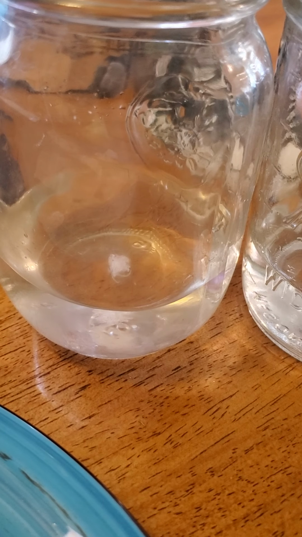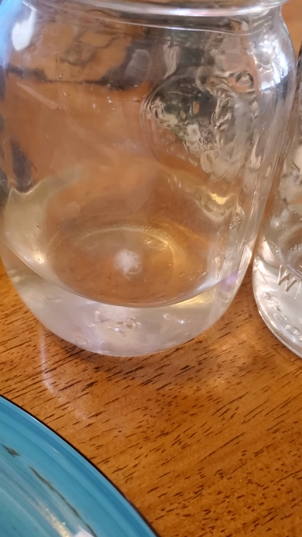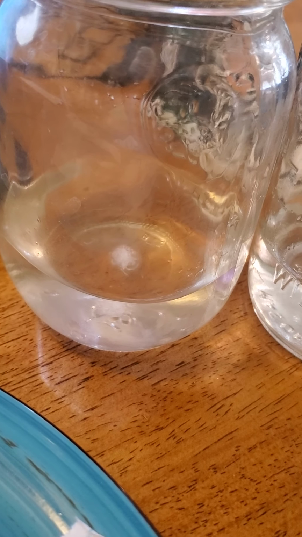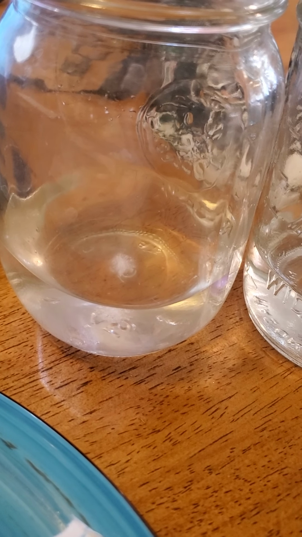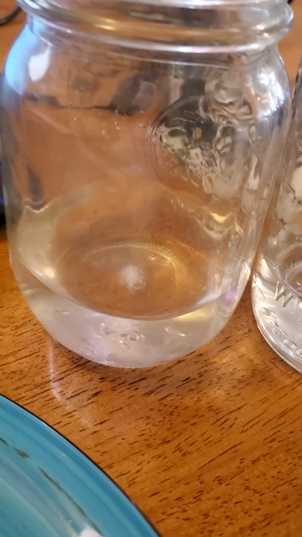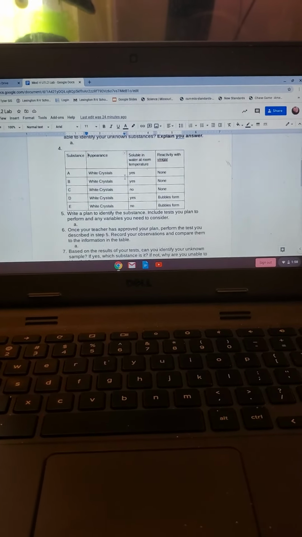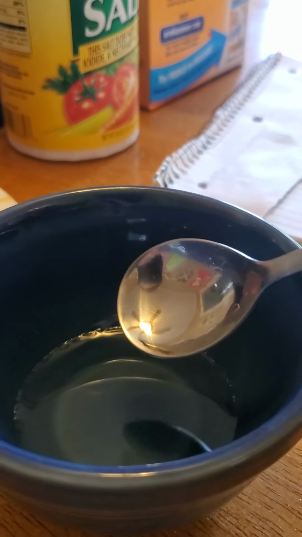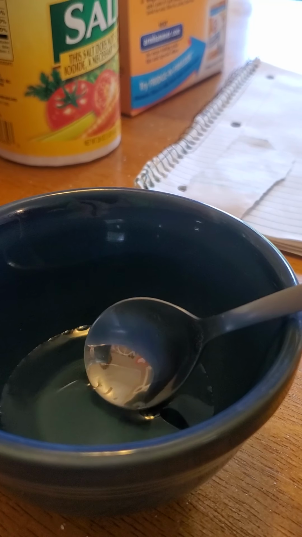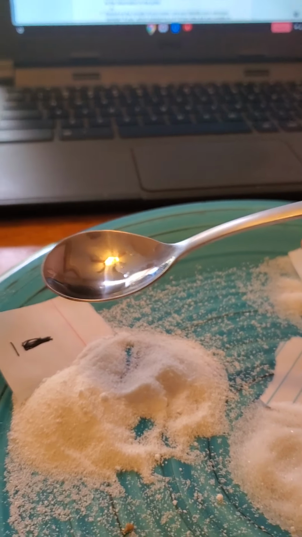So I went ahead and stirred it up, and as you can see, there's still some stuff at the bottom. So therefore, it is not soluble in water. So looking at our chart, there's only 2 that are not soluble in water. Now we're going to try the vinegar test. So we're going to take some vinegar. Okay. Put it on top.